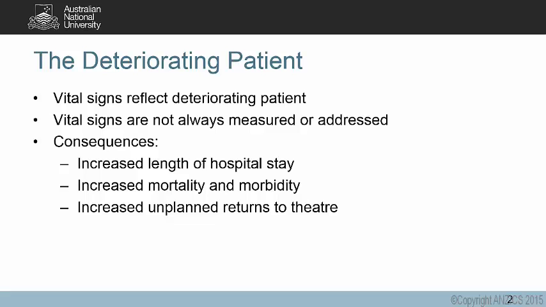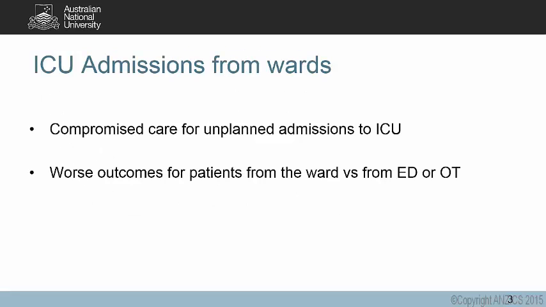And then we can talk more specifically about ICU patients who have been admitted from the wards. So ward deteriorating patients who experience an unplanned ICU admission may not have received adequate care prior to ICU admission due to a failure to recognise and respond to vital sign abnormalities. That is a failure to respond to the patient's deterioration. And there's research to suggest that ICU admissions from the ward have a higher mortality rate than those admitted to ICU from the emergency department or from theatre.